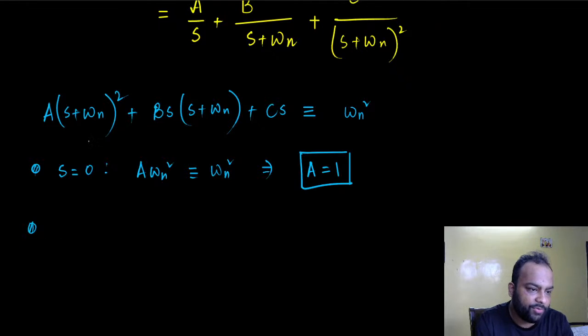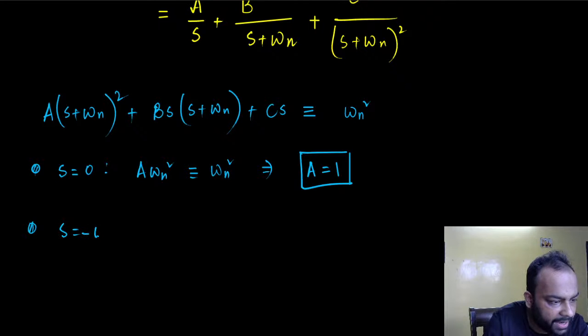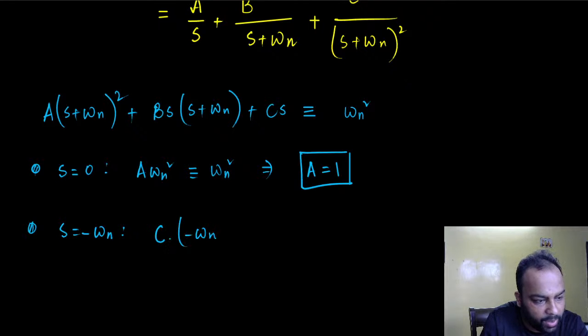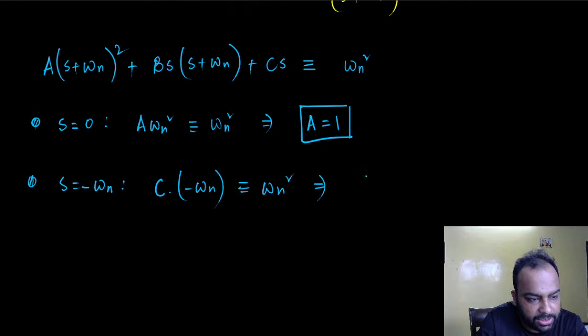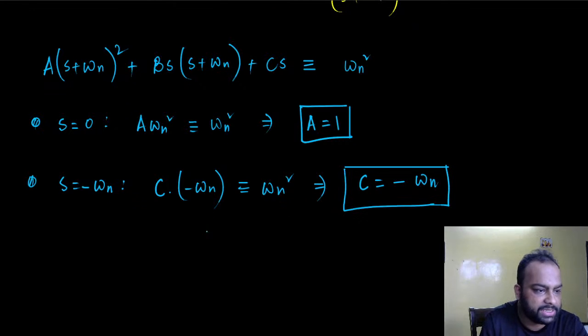Now let's figure out another value for which some of these become 0. So let's put s equal to minus omega n. If I write minus omega n, then this term becomes 0, and also this term becomes 0. So I am left with this one. This becomes c multiplied with minus omega n, that is the value we chose for s. And on the right hand side, we have omega n square. So if I do the simplification, c becomes omega n square divided by minus omega n. That's the value of c.